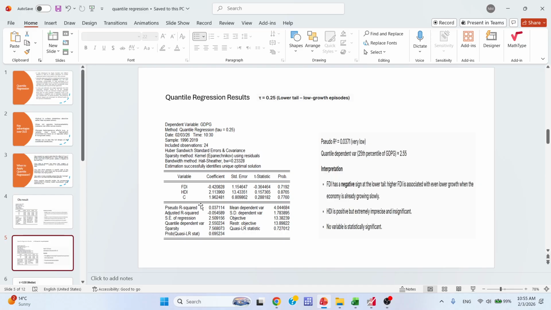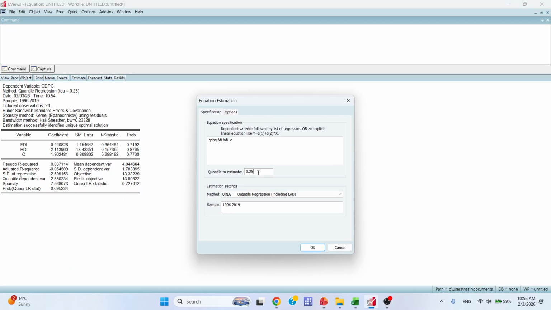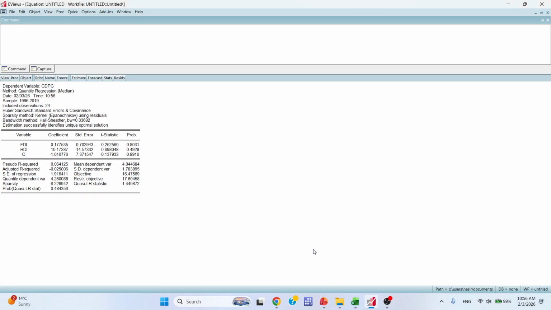So why is it very low? Because FDI and HDI, our both independent variables, are insignificant. So when your variables are insignificant, it is obvious that your R square value will be very low. So now go again to EViews, and now we will be applying the 50th or the median percentile, and we will see what changes in the coefficient signs and R square.